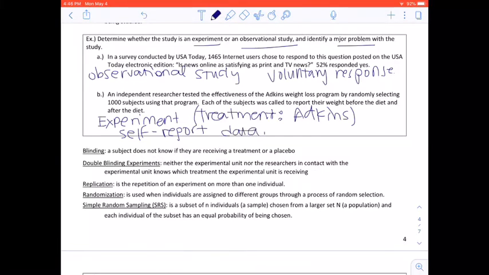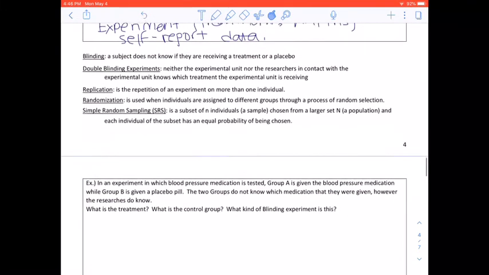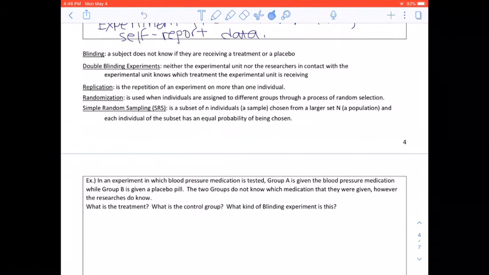Next thing we have is blinding. This is when the subject does not know if they received the treatment or a placebo. So most experiments are going to be blinding. Double blinding now is going to be where neither the experimental unit nor the researcher in contact with the experimental unit knows what treatment the experimental unit is receiving. Sometimes our body language portrays something along the lines of if they know or if they don't know. So a lot of times the researcher or the nurse that's giving the medication will not know.